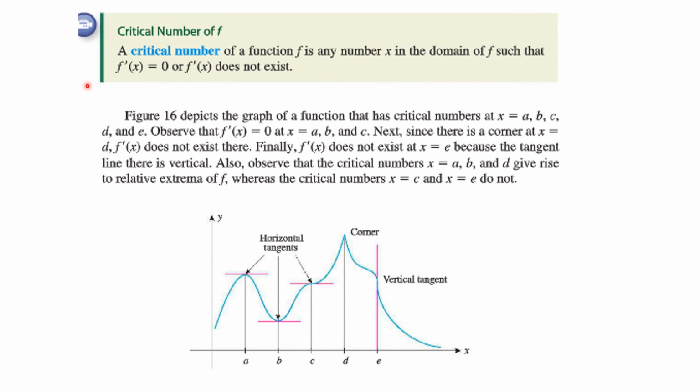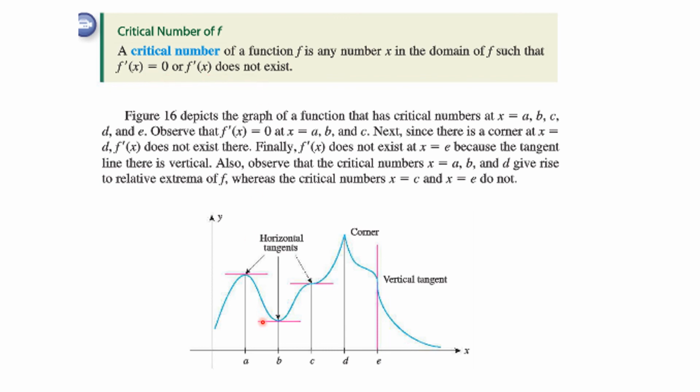Now, definition, we define a critical number of a function f. A critical number of a function f is any number x in the domain of f of x, and that means it has to be in the domain of f. That is important. And then there are two other possibilities.